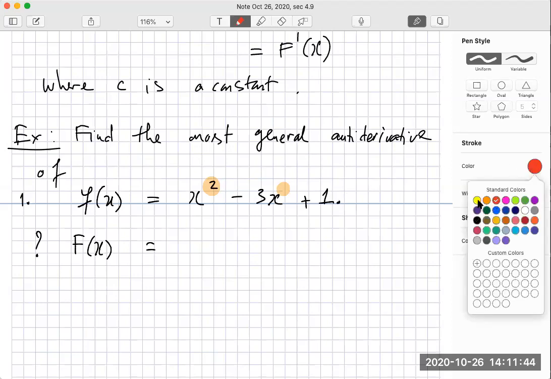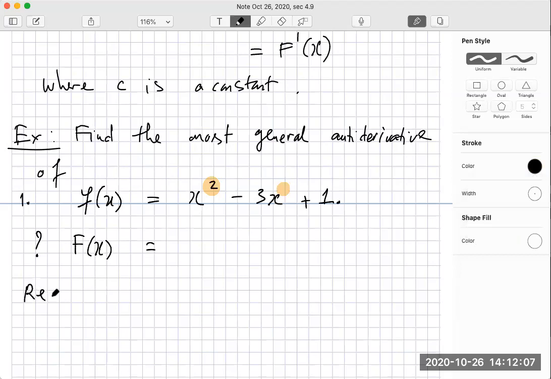So before solving it, we see that the degree of the first term is x squared, right? Can you guess which formula we should use in order to find the antiderivative of this? We are just going to do the opposite of x to the n minus 1. Perfect, yes, one third x cubed.